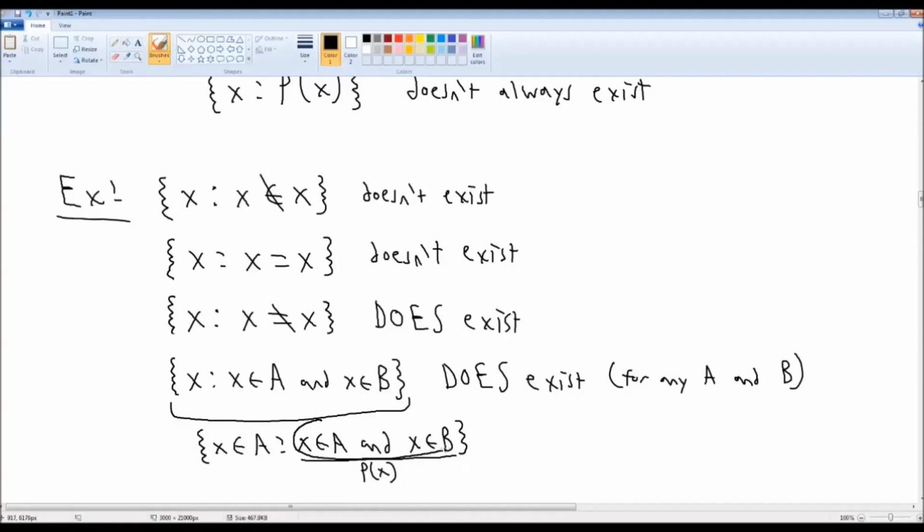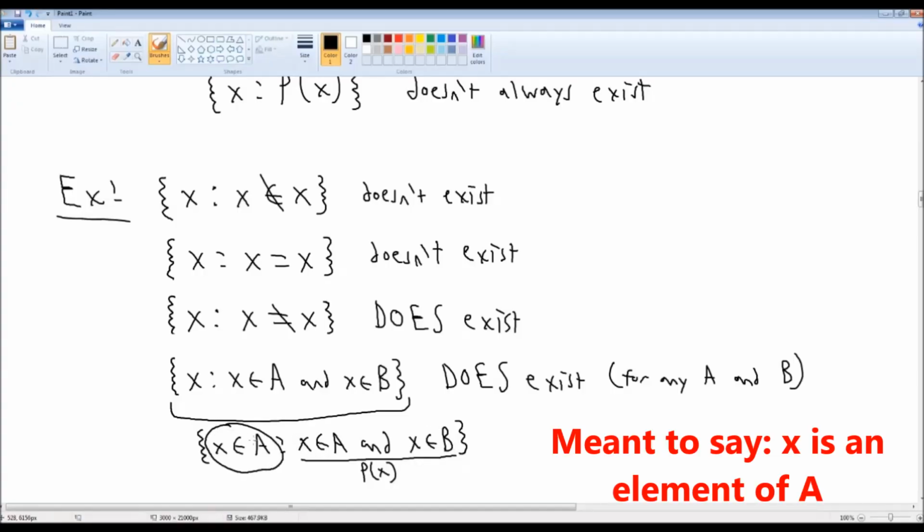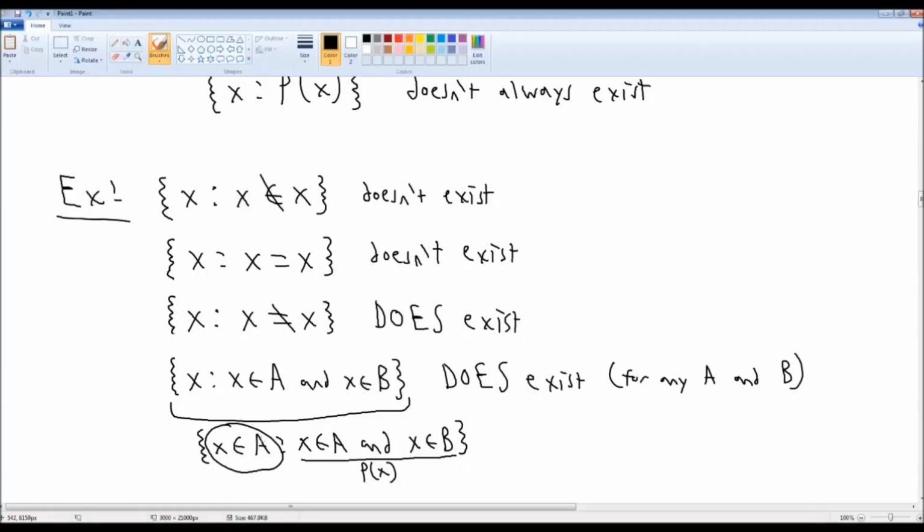Now, if you're in A and B, then you're automatically in A anyway. So saying x is an element of A is a little bit overkill. It's a little bit more writing than we really need, right? So therefore, since we know that this implies x has to be in A, it's safe to write this. That means this is a set.